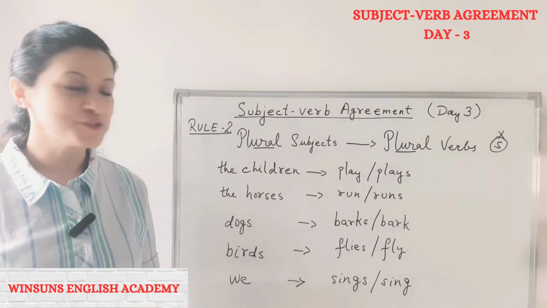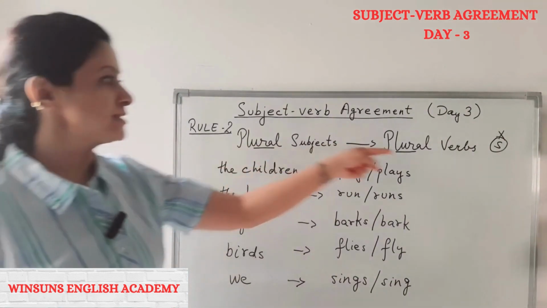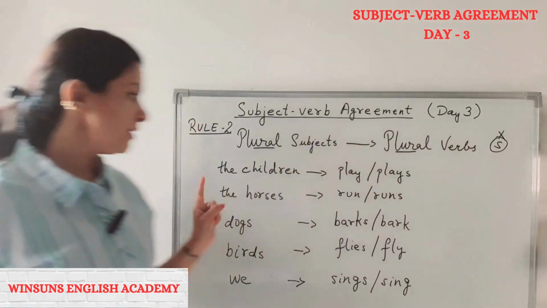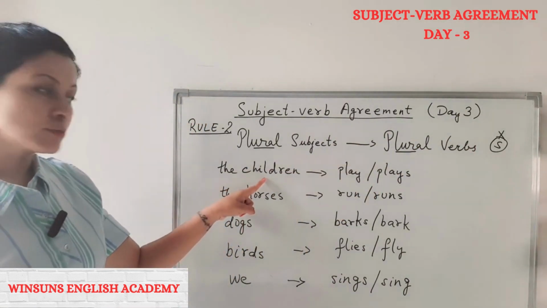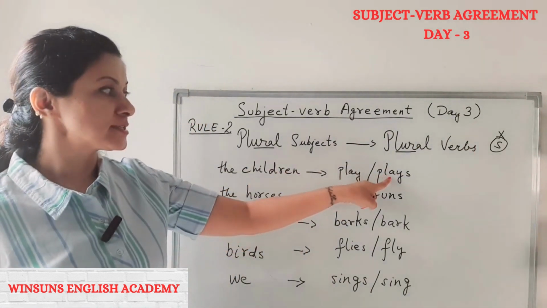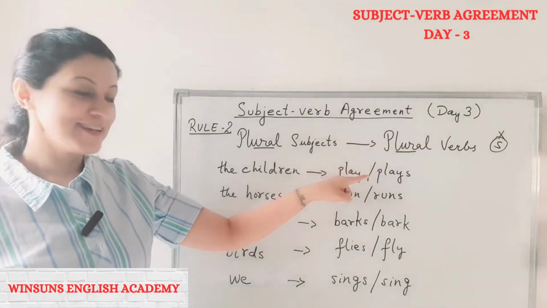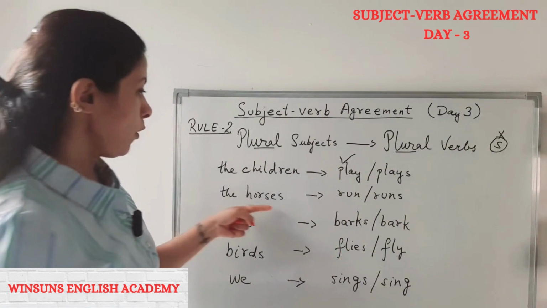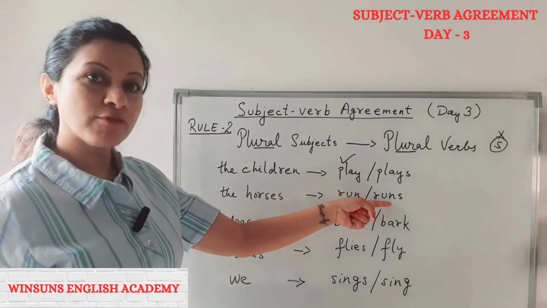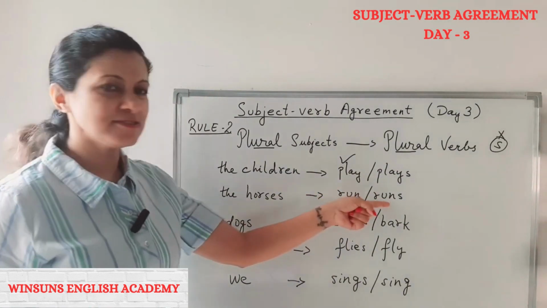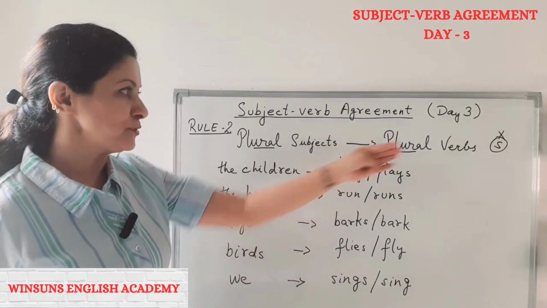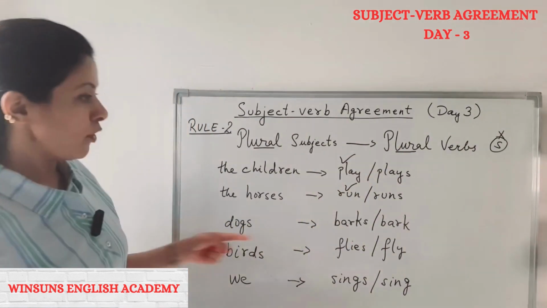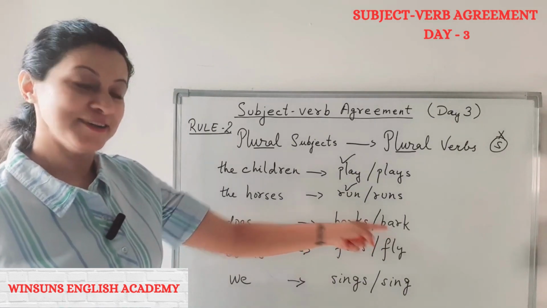Let's have a quick revision now. Plural subjects take plural verbs and plural verbs will never have an S. Now, the children, plural, the children play or plays? Play, without an S, right? Perfect. The horses, run or runs? Horses runs, no. Plural verbs do not take an S. Run. Dogs barks or bark? Perfect.